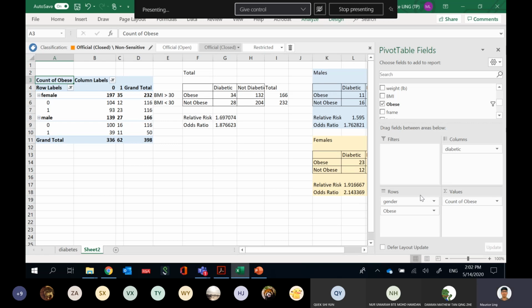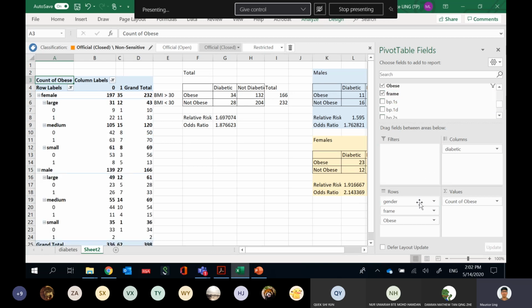So you can actually zoom down into a lot of different things. You can even sort by gender, then sort by body frame, then sort by obesity.